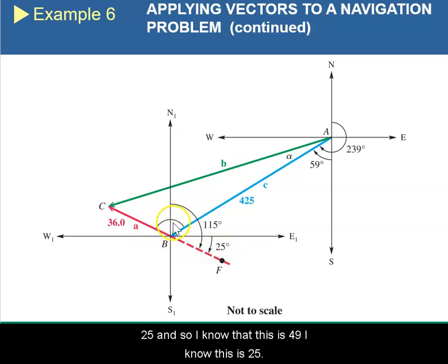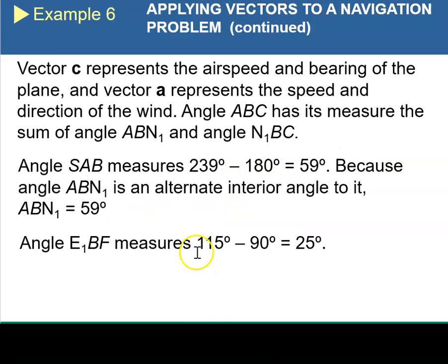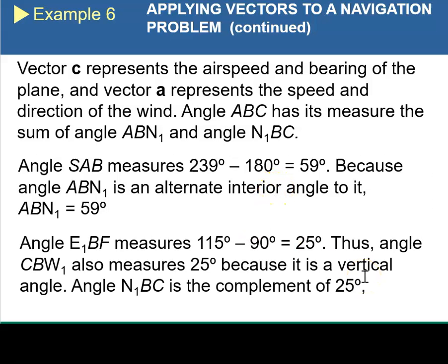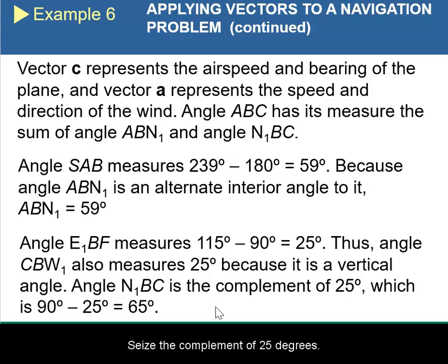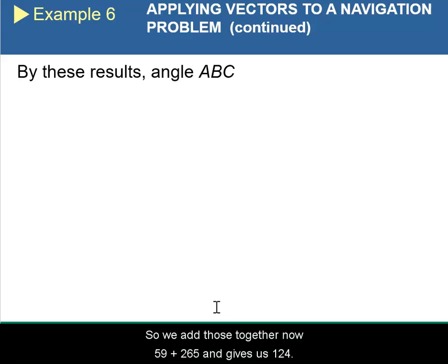So I know that this is 59. I know this is 25, and I know that this missing angle, C, B, N1, plus the 25 here needs to be 90, so I just go 90 minus 25 to find that missing angle. Then I add them together. So again, N1BC is a complement of 25 degrees, so that gives us 65 degrees. Now we add those together, 59 plus 65, that gives us 124.